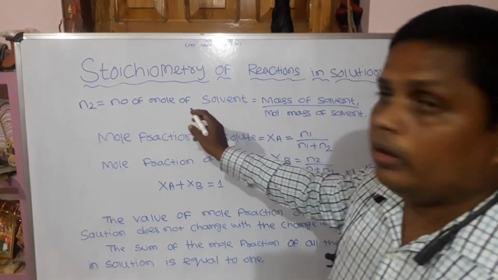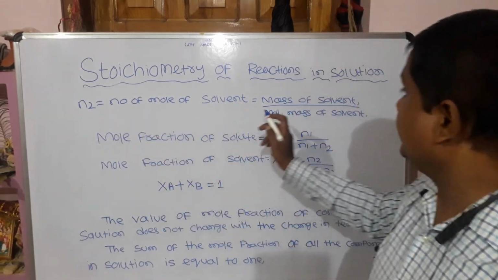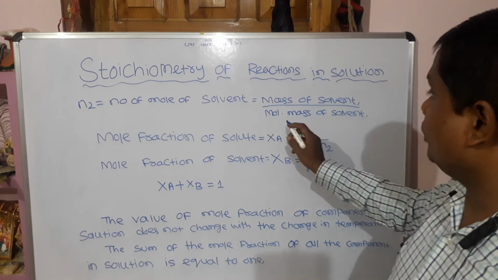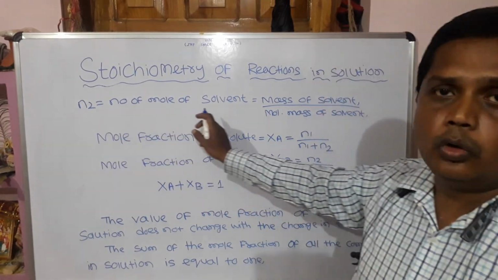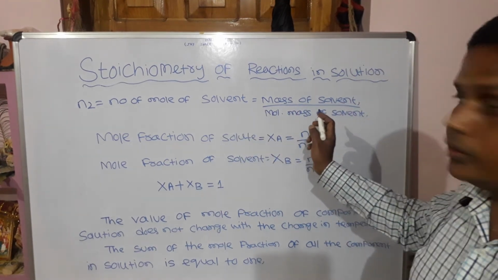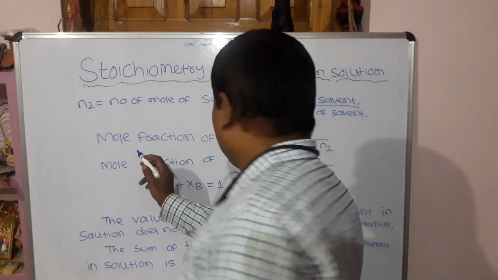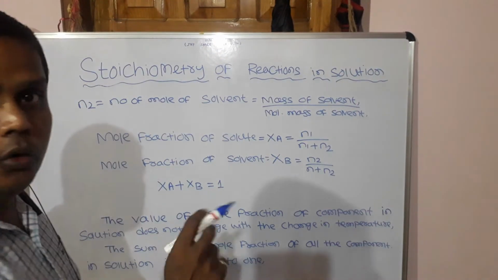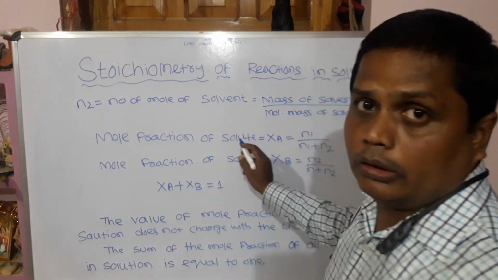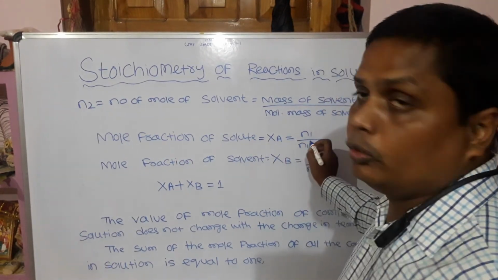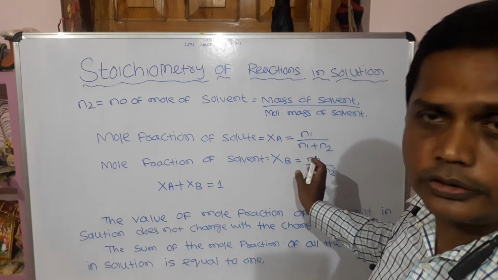N2 equal to number of moles of solvent, equal to mass of solvent by molecular mass of solvent. Mole fraction of solute, XA, equal to N1 by N1 plus N2.